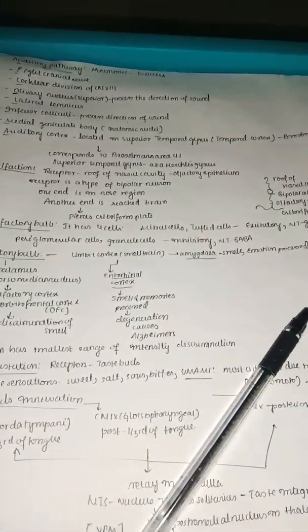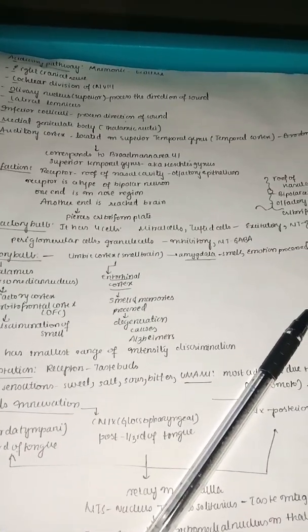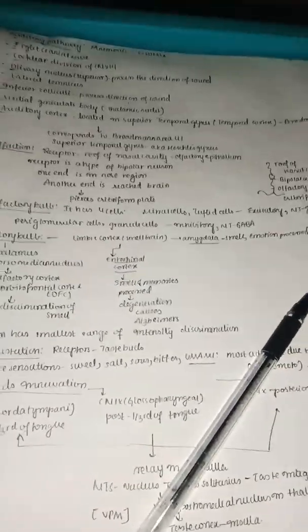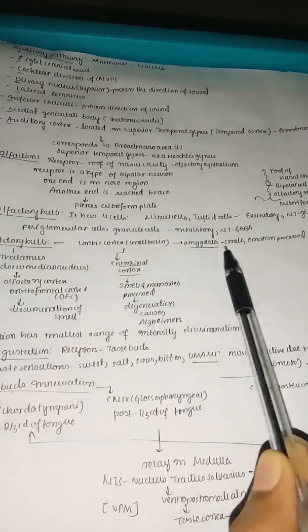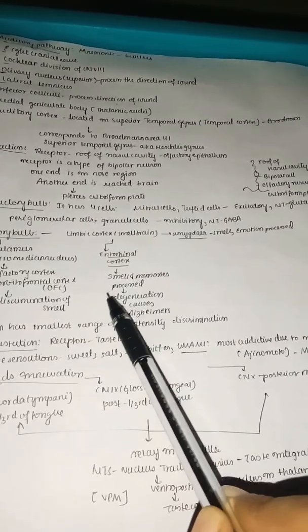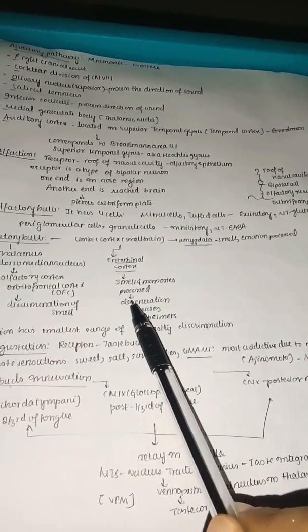And next we have the limbic cortex, which is also called the smell brain. It is divided again into 2 parts, the entorhinal cortex and the amygdala. So the entorhinal cortex is where the smell and memories are processed together.